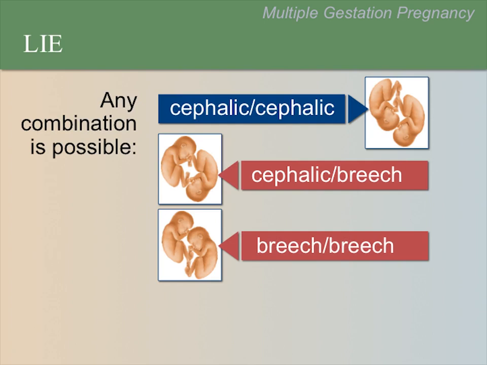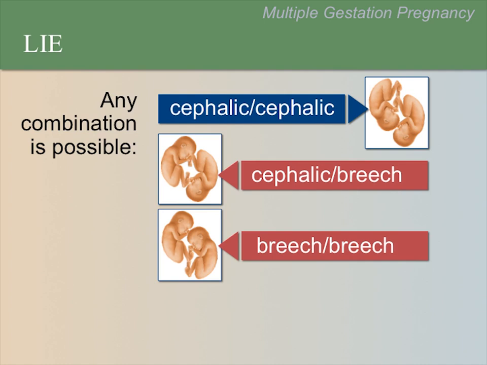Fetal lie refers to the orientation of the fetal spine in relation to the mother's spine and can be either longitudinal or transverse. A longitudinal lie can either refer to a fetus that is head down in cephalic presentation or head up in breech presentation. This was discussed in detail in the 12th video.